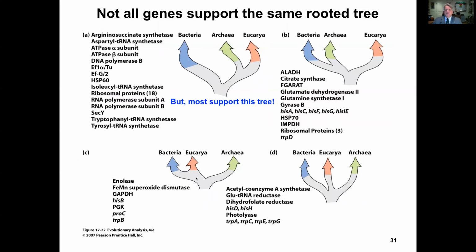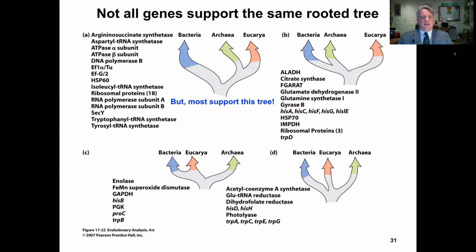Now, not all genes support the same rooted tree. And this is a little bit of an issue in phylogenetics. If we go through and look at these different loci and infer a phylogeny from each of these loci individually, we could call these gene trees. What we see is that for archaea, eukaryotes, and bacteria, most of the genes support a tree where archaea and eukaryotes share common ancestry, but we have support among these genes for these alternative trees. What's up with that? What's driving that?